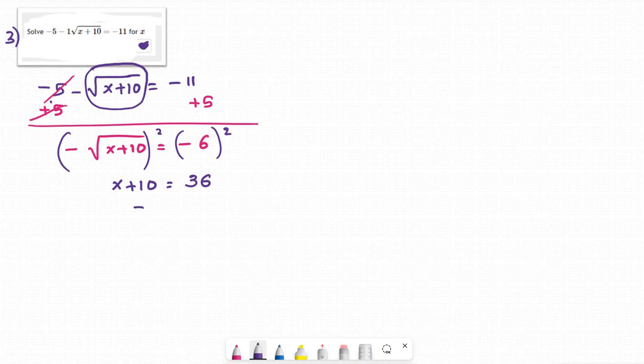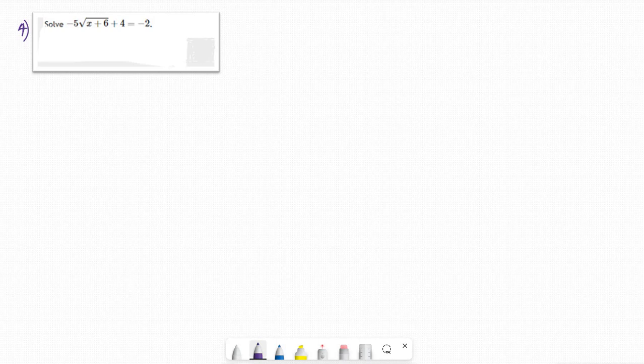So now the aim is to find x. So we need to subtract 10 from both sides. So 10 cancels out. So x is equal to 36 minus 10, that is 26. So x is equal to 26. Got it? Okay, let us have another one.